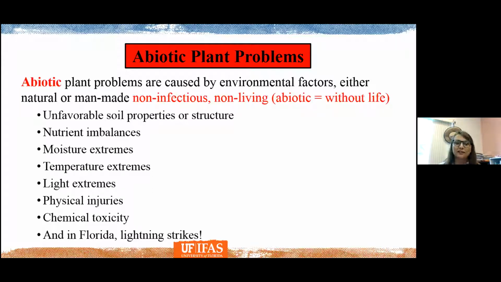So we can cite some, like unfavorable soil properties or structure, like soil compaction. Sometimes it's very common in gardens. Nutrient imbalances, either deficiency or toxicity, moisture extremes, even low moisture or excess of water, temperature extremes, light extremes, any physical injury, chemical toxicity, for example, application of a herbicide or an insecticide that can cause damage to the plant. And in Florida, we also have lightning strikes.